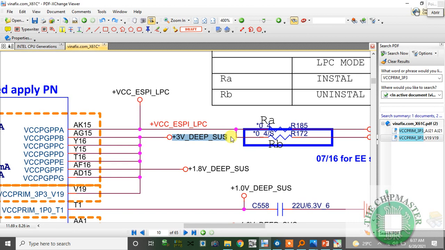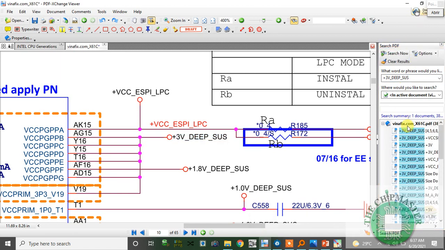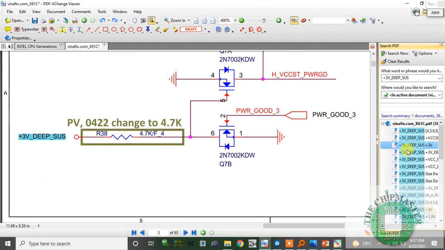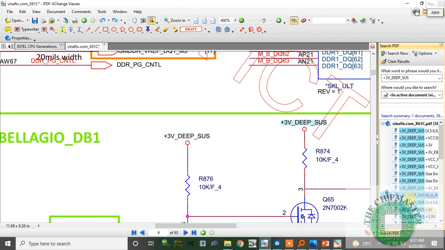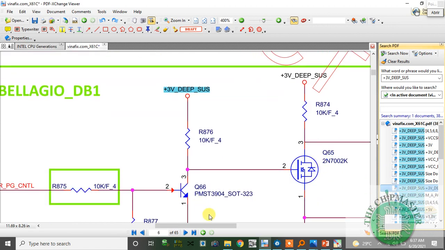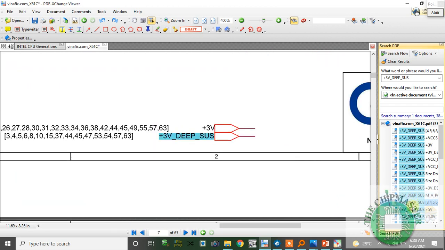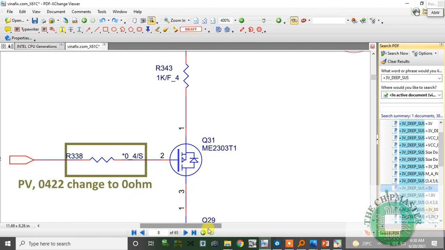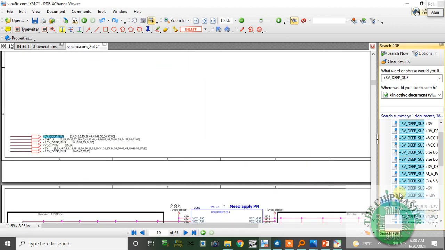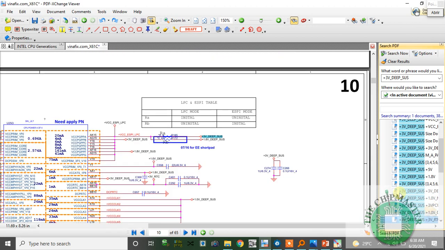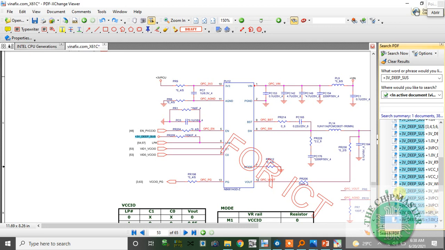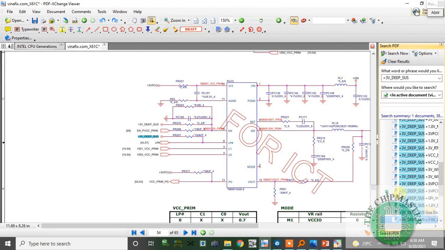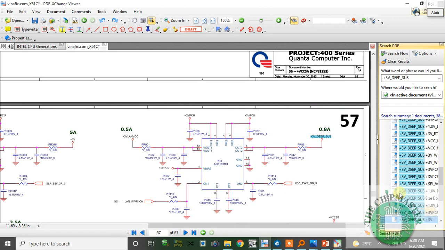So let's see where this is coming from. That's not it. All right, so let's see this. Oh no, that's not it. Let me go a bit faster. Nope. All right, so we're just going to see where this voltage is actually generated from. Nope, that's not it. All right, so here we go.